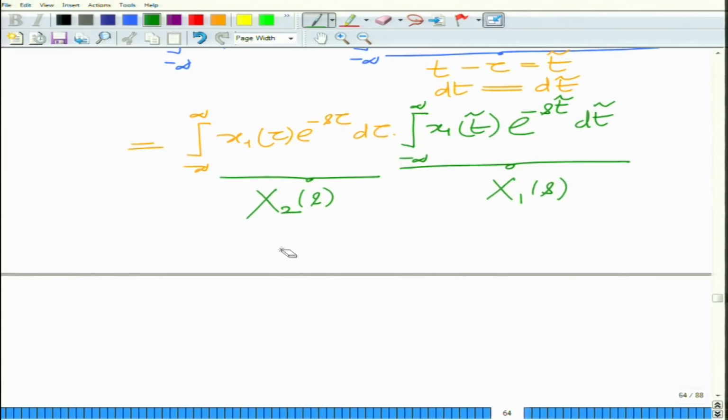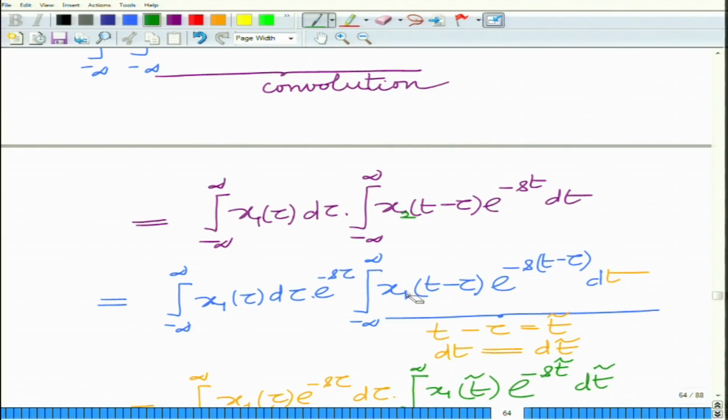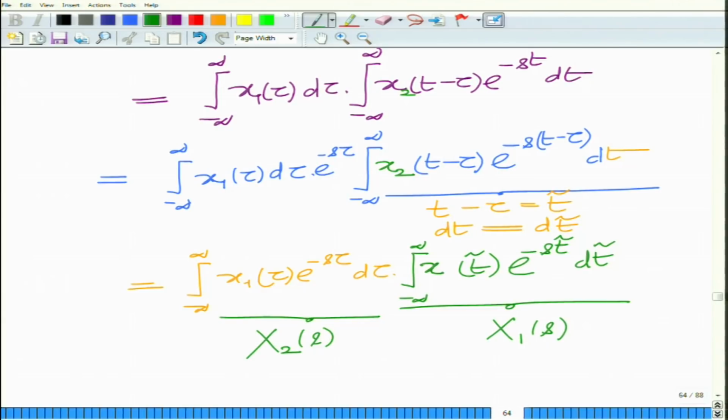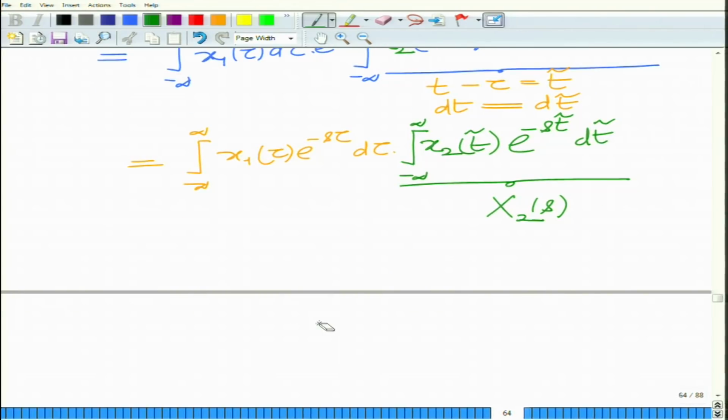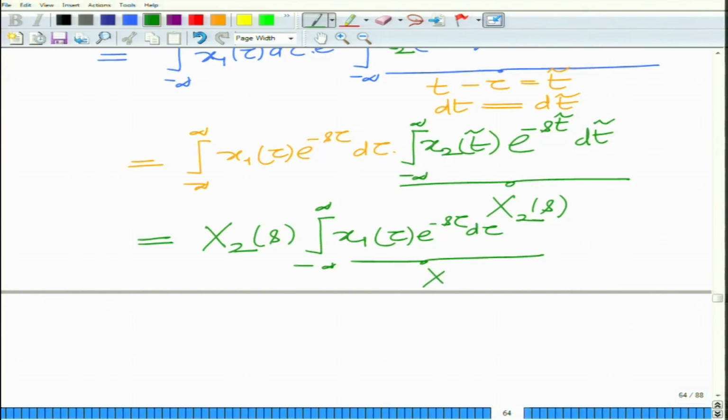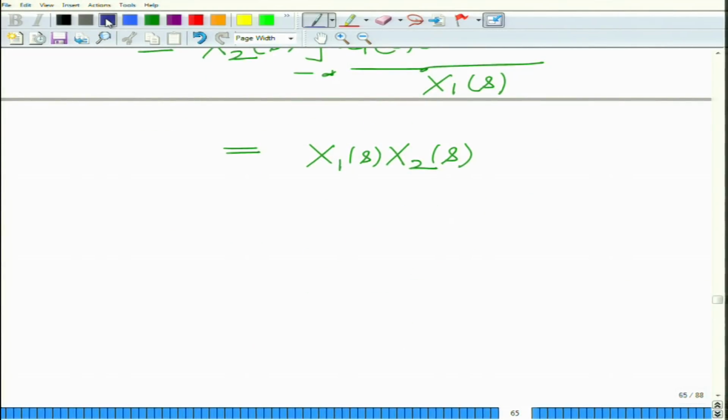So, let me just write it once more. This is x1(tau), and this is x2(t minus tau), so again this is x2 of t tilde, and so this is your x2(s), which comes out of the integral, and what you are left with is x2(s) times the integral from minus infinity to infinity of x1(tau) e raised to minus s tau d tau, and this you can see is x1(s). So, what you have is x1(s) times x2(s).